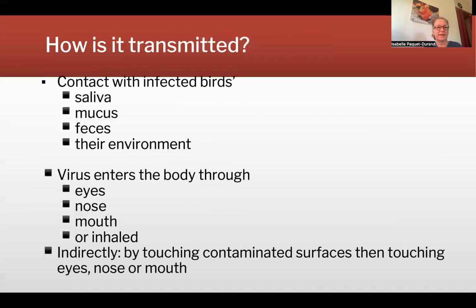It is transmitted via contact with infected birds. So this is saliva or mucus or fecal matter, as well as from the environment. The virus will enter its host through the eyes, nose, mouth, or be inhaled with dust. And it can also be acquired indirectly by touching contaminated surfaces and then touching eyes, nose, or mouth.